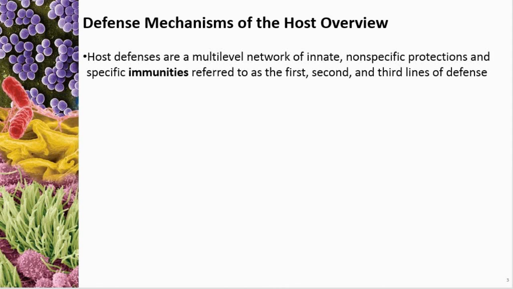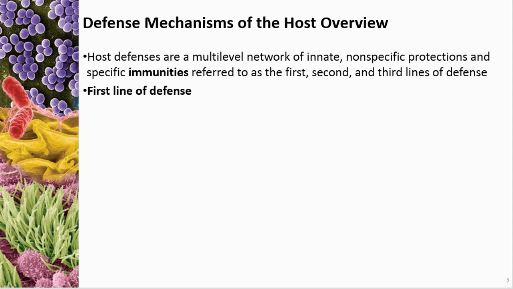So, as this says here, innate, non-specific protections. Innate just means you're born with it. Or specific, what we call immunities. And we'll go through what all of these are, but of course, your immunity is your body's ability to recognize and fight off specific types of infections. So these immunities we have broken up into first, second, and third lines of defense, which we're going to mostly cover in the next chapter, chapter 13. But here's a brief overview.